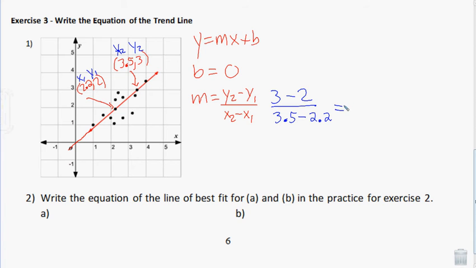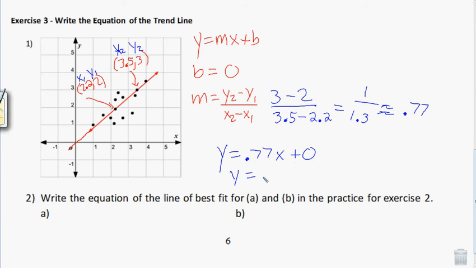I know that 3 minus 2 is 1. And I can do 3.5 minus 2.2. I get 1.3. But now what is that equal to? So I'm going to do in my calculator 1 divided by 1.3. And I'm going to round my answer, so I'm going to put a squiggly equals. It's approximately 0.77. So now I can write y equals 0.77x plus 0. I actually don't need the plus 0.